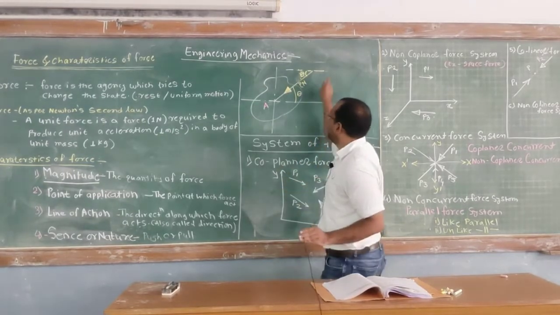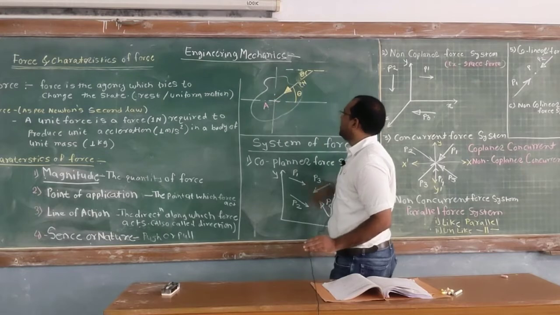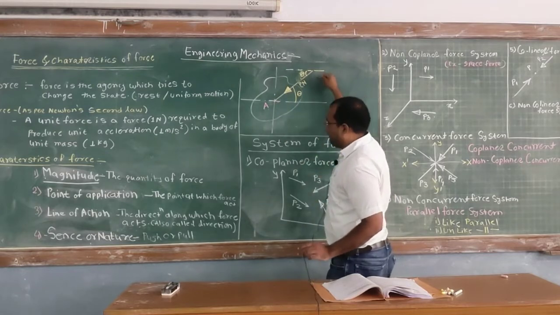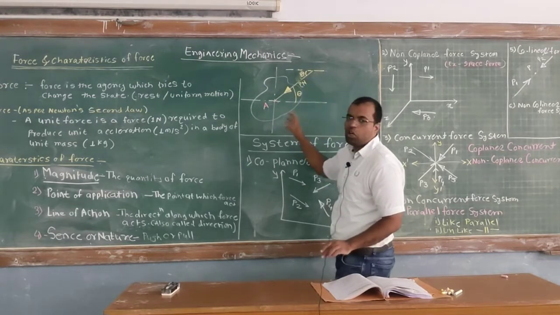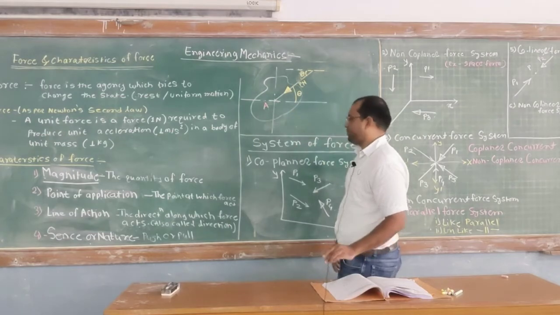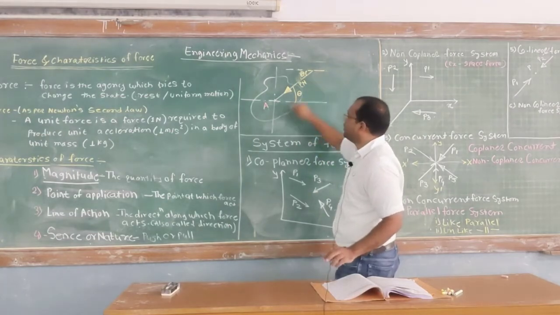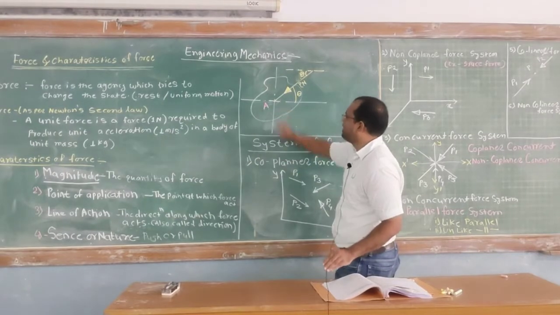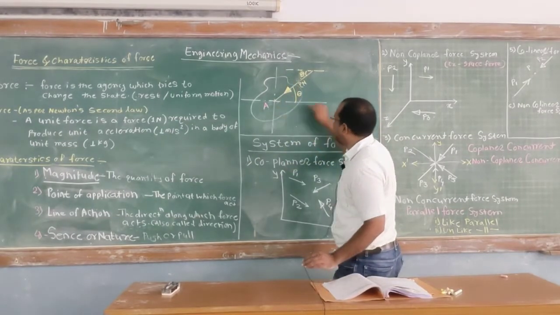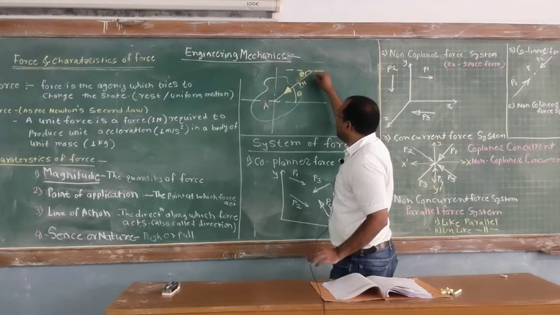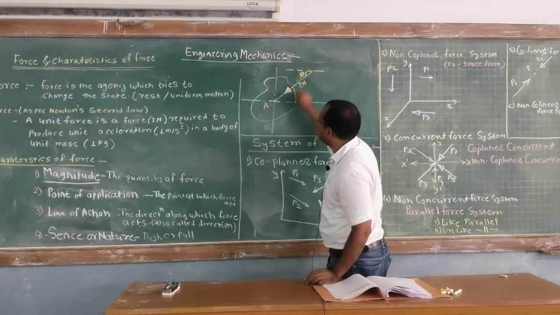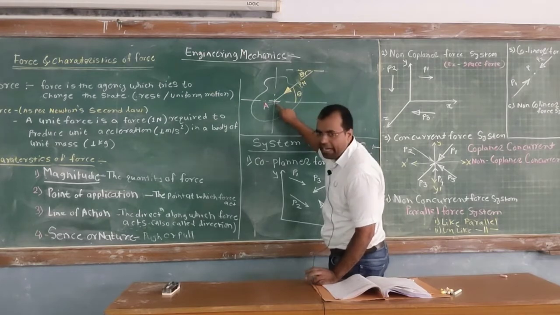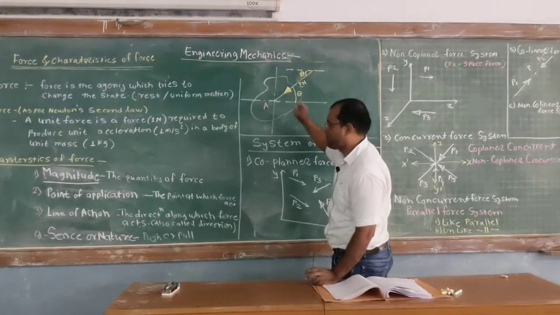Magnitude: if you observe this figure, P is the magnitude of this force. This force has the magnitude P. So the magnitude is nothing but the quantity of the force. Then the second characteristic of the force is the point of application. Let's say this is my body. On this body, the force is acting at a point A. So A is the point of application for this force.